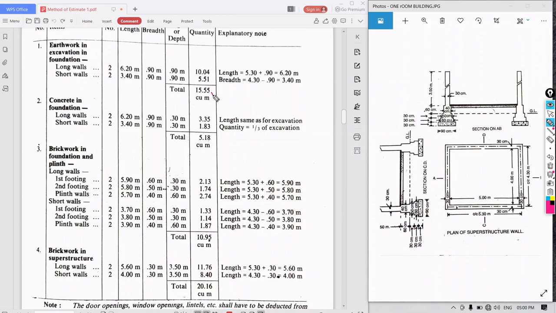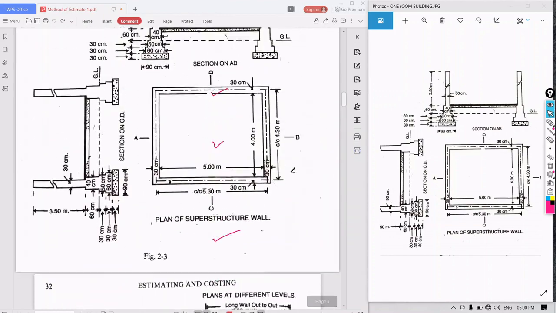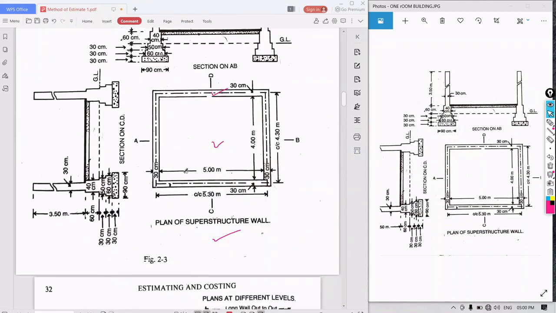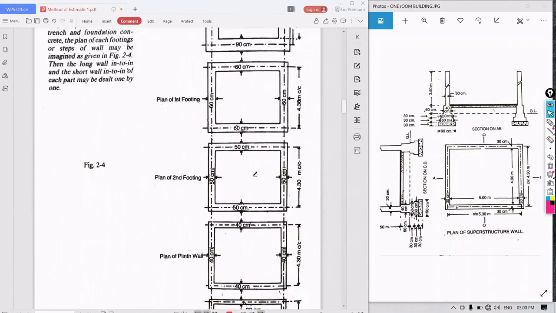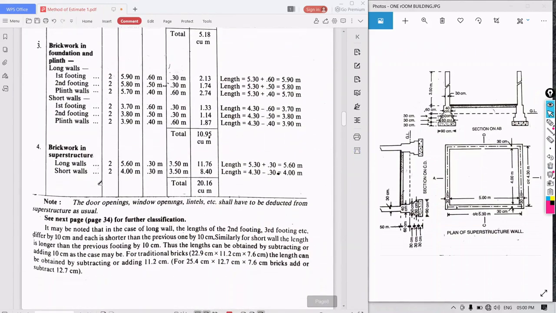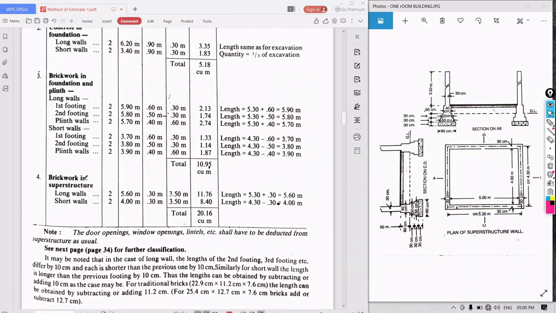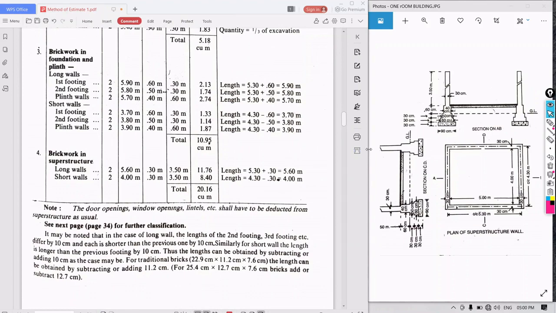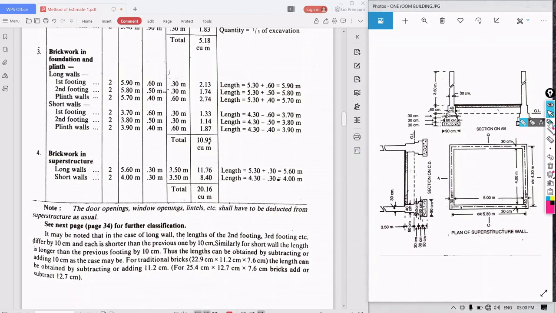So what are the quantities till now? 15.55, 5.18 and 10.95. Here in the question, one is over, second is over, and third is also over. The last part is brickwork in superstructure. See here, same method. We have to take the long walls first. So this is called the brickwork.